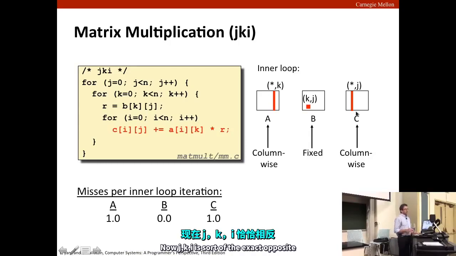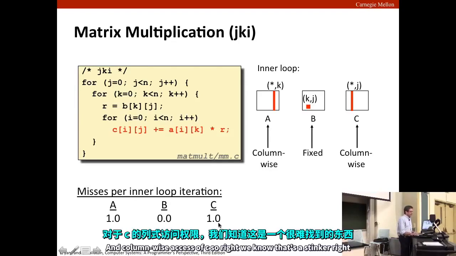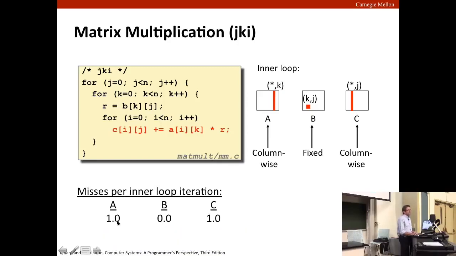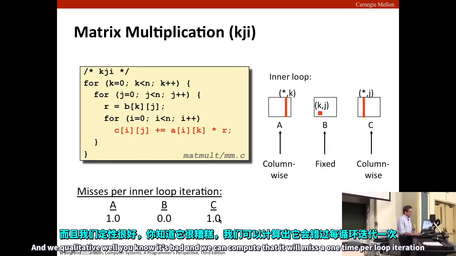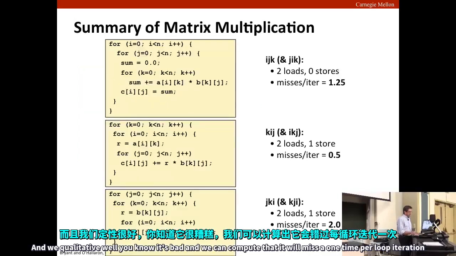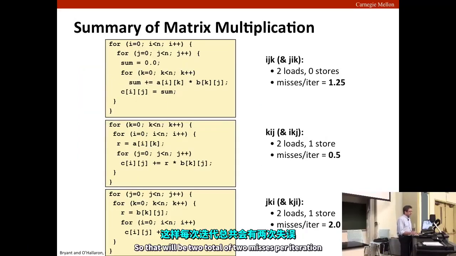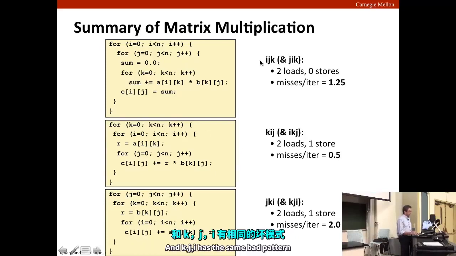Now JKI is sort of the exact opposite. JKI does column-wise access of A and column-wise access of C. So we know that's a stinker, right? We qualitatively know it's bad, and we can compute that it'll miss 1 time per loop iteration. So that'll be a total of 2 misses per iteration. And KJI has the same bad pattern.